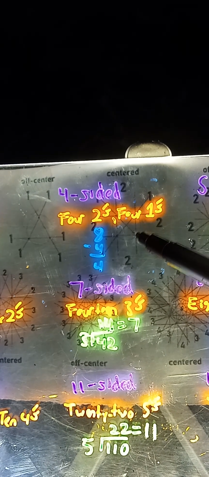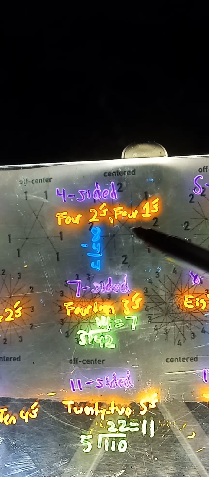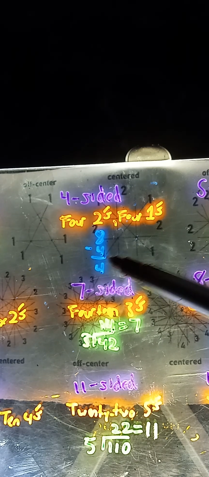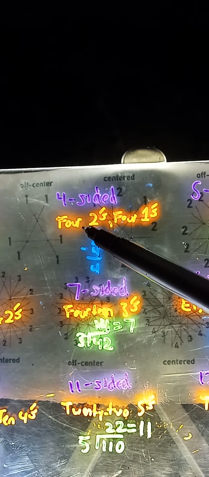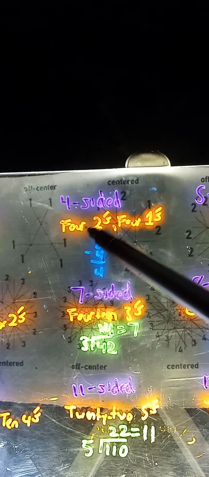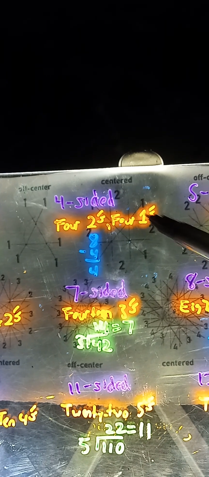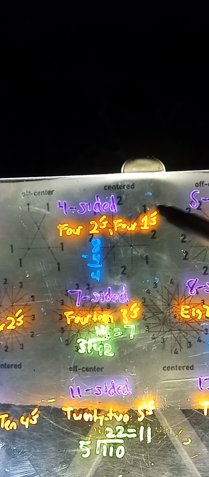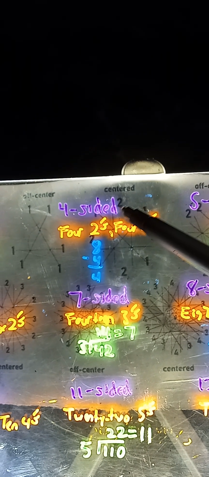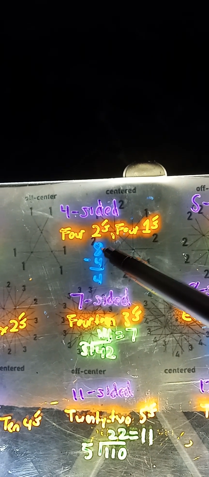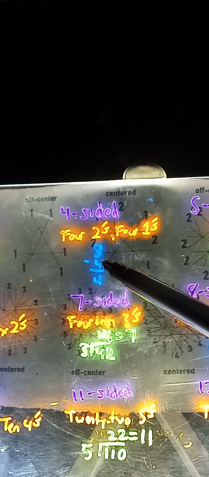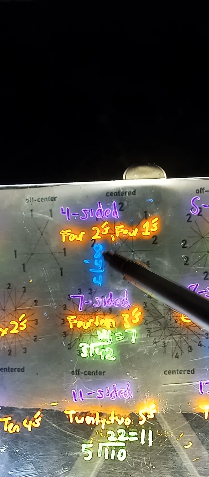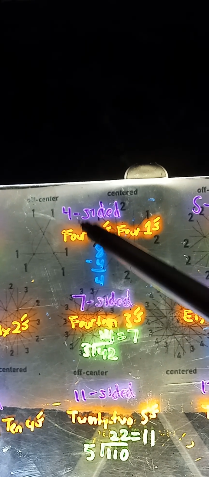Right here, it's four-sided. 4 lines. And what you do, you take 4 twos, which are these 4 twos, and 4 ones, which are these 4 ones. You add them together. 4 twos is 8. 4 ones is 4. Subtract 4 from 8. You get 4-sided or 4 lines going through this fractal point.